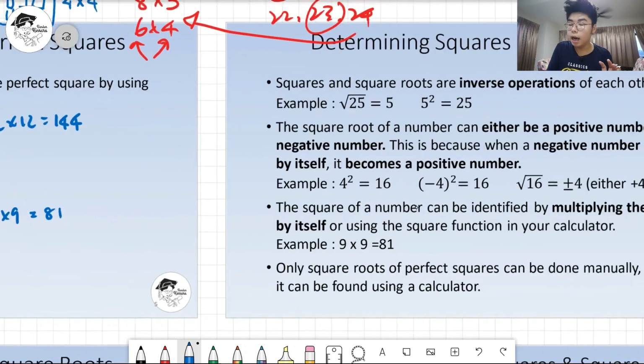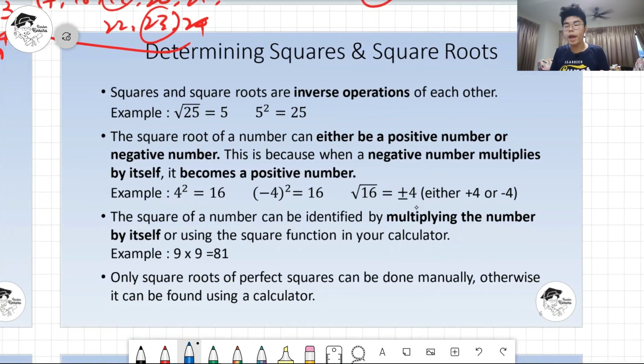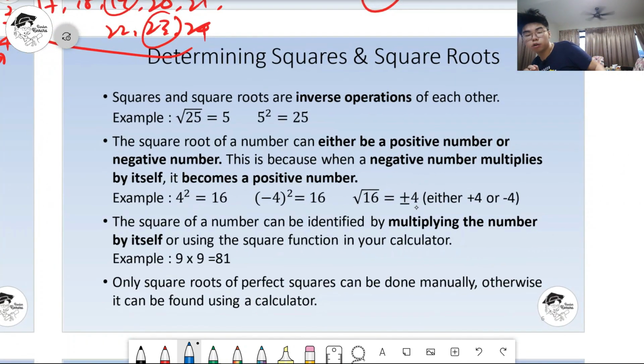Okay, that's the answer. Now, determining squares and square roots. We must know the relationship between kuasa 2, the squares, and the square roots of a number. Squares and square roots are actually inverse operations, that means operasi yang songsang. If you do the square of a number and then the square root, you will get the same number back. So let's see.